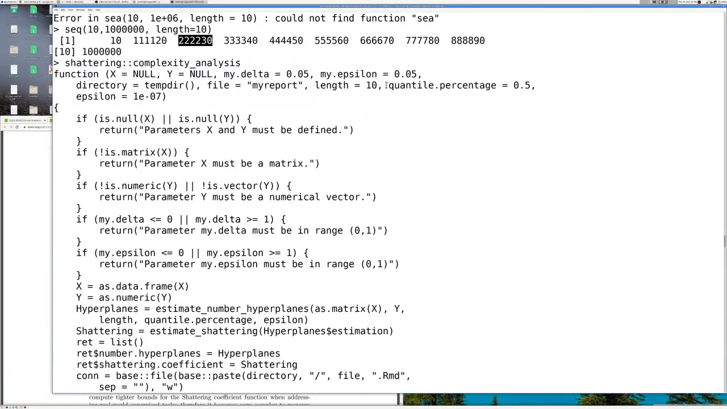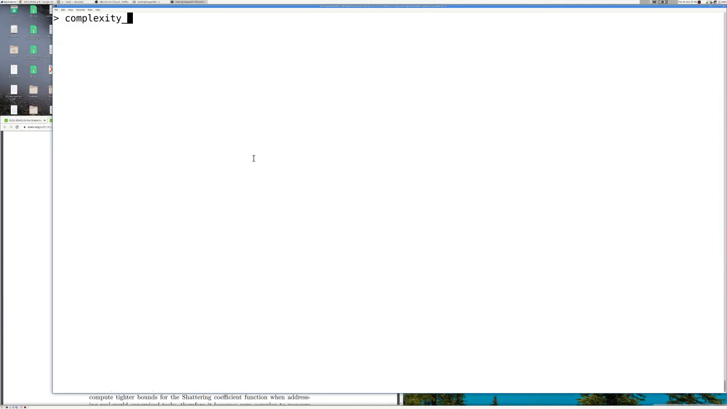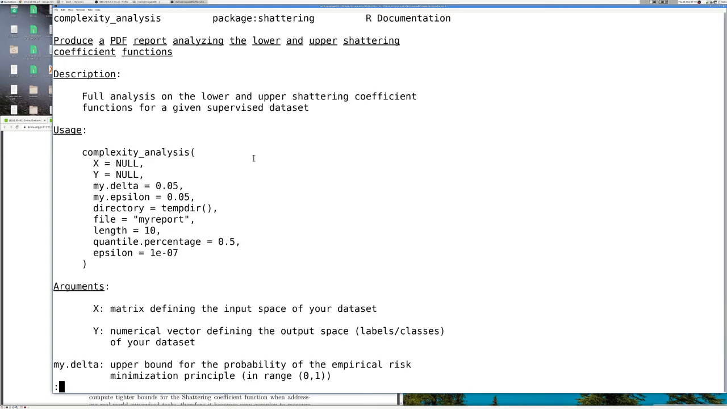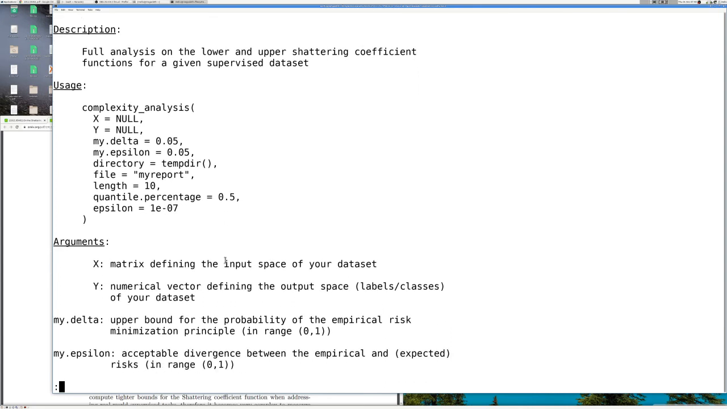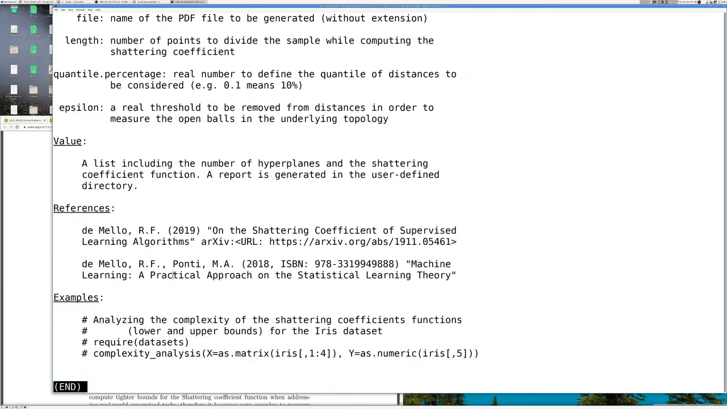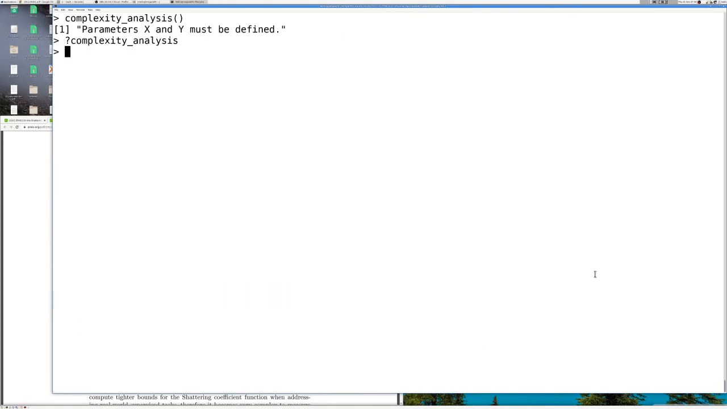And here we have the quantile percentage. As I mentioned before, I suggest you use at least 10%. And here epsilon. If I run this, that's what I expect you to perform at this stage. I have to provide some parameters, of course. If I ask for the manual, we're going to get a complete manual over here with a very nice example, and my references, of course, and a complete example using the iris dataset. If I use the iris dataset and get the final result, it's going to run like this.